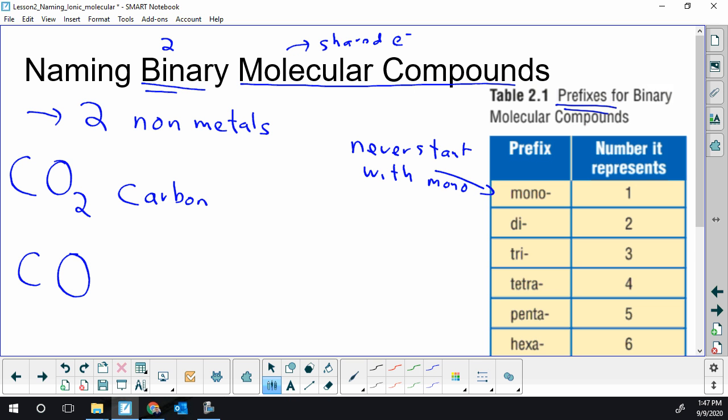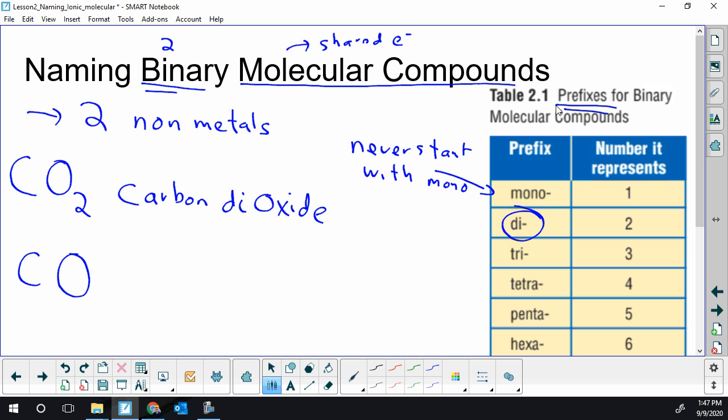The second part always gets the mono if it needs it. It's only the first that we drop it. So carbon, we've got oxygen. Like before, we drop the ending and go to ide, but now we need a prefix. There's two of them, so we're going to have to put in di. Carbon dioxide. And it's certainly a term you're probably quite familiar with. You just maybe didn't know that was the IUPAC name, the proper scientific name for it.